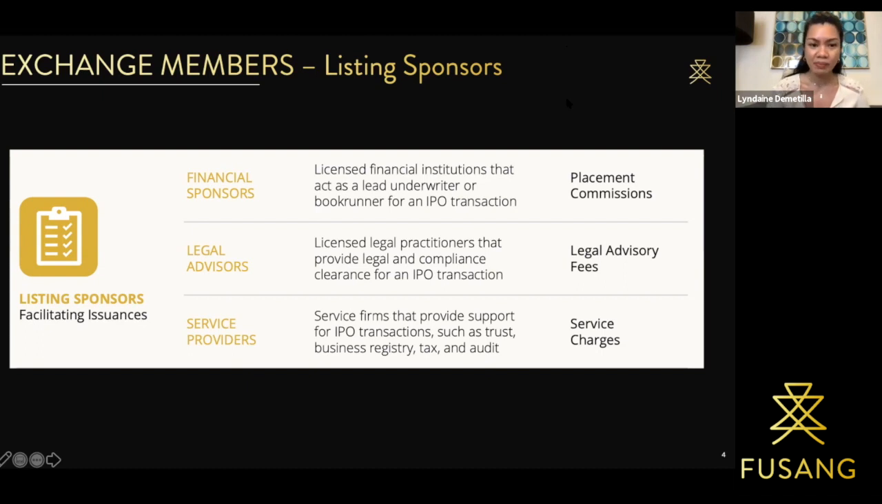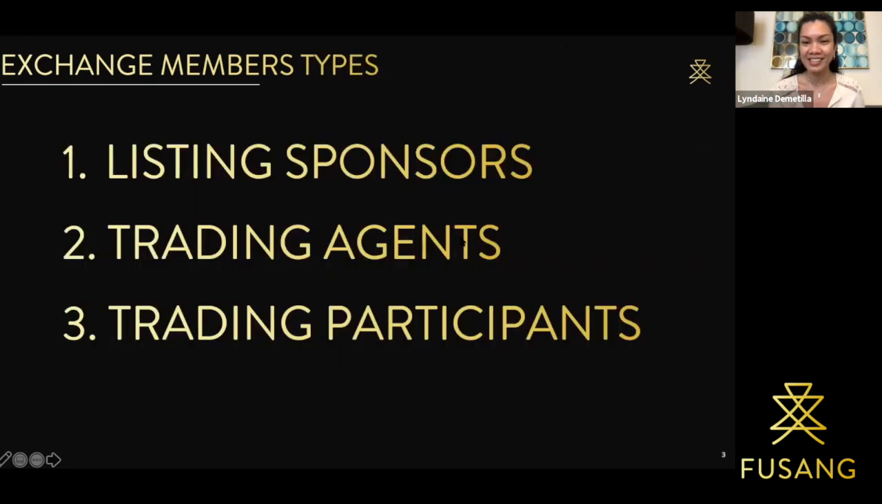So as exchange members, the partners play three types of regulated activity roles on the Fusang Exchange. Perhaps you can go on to the first slide at this one.